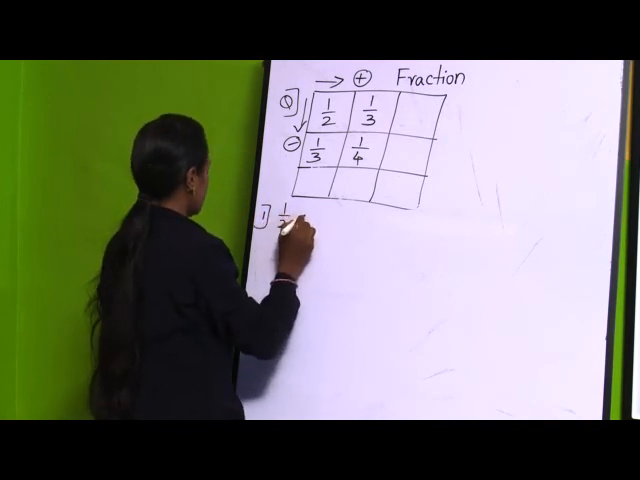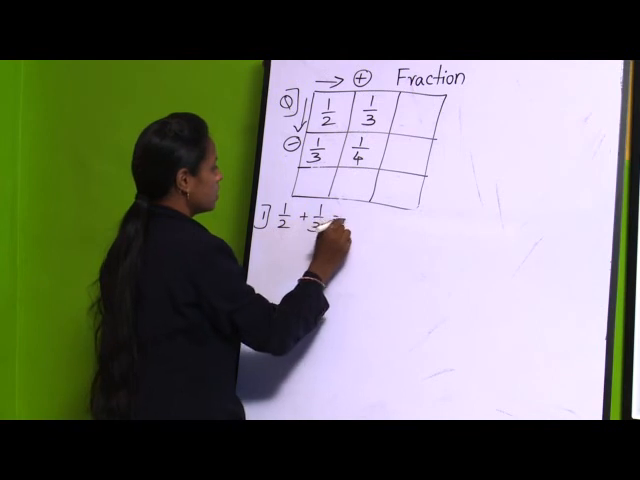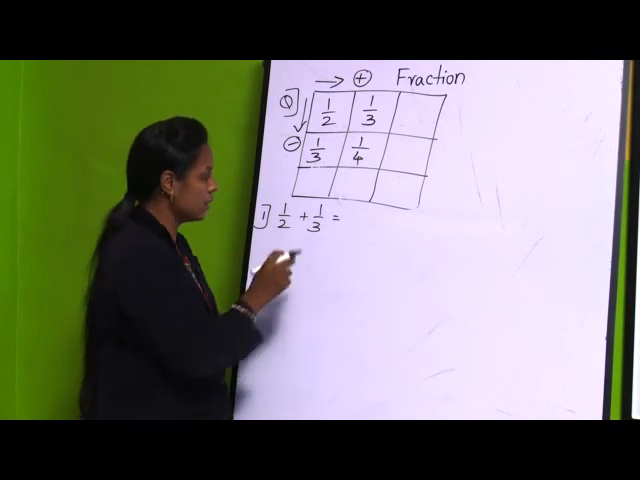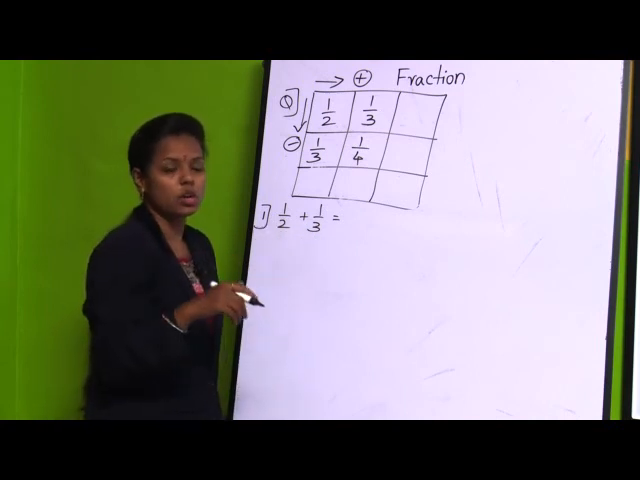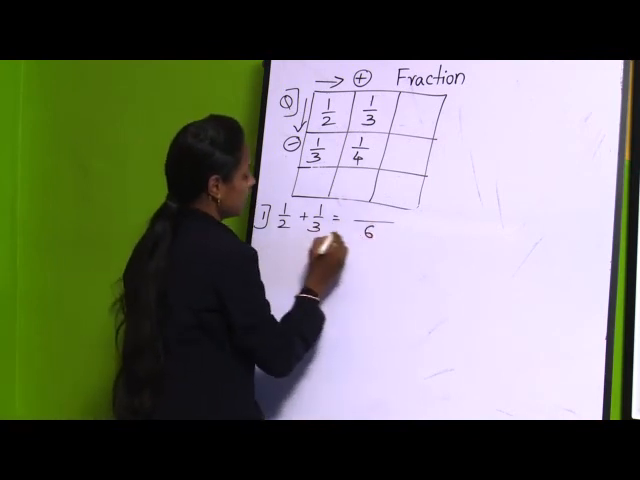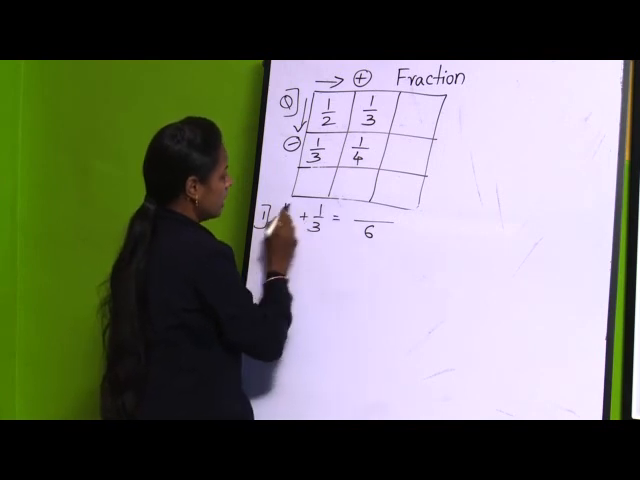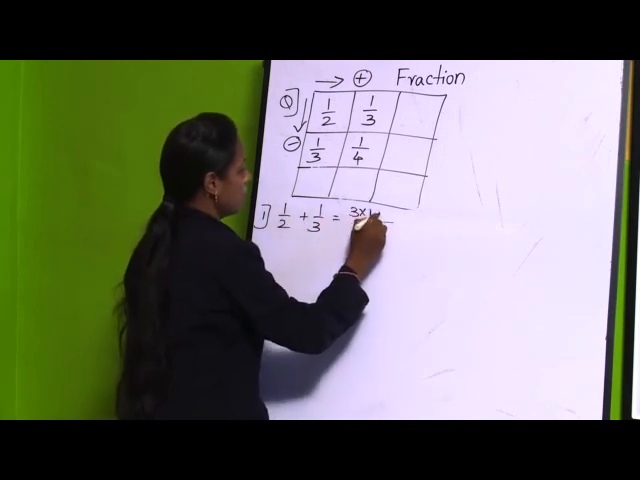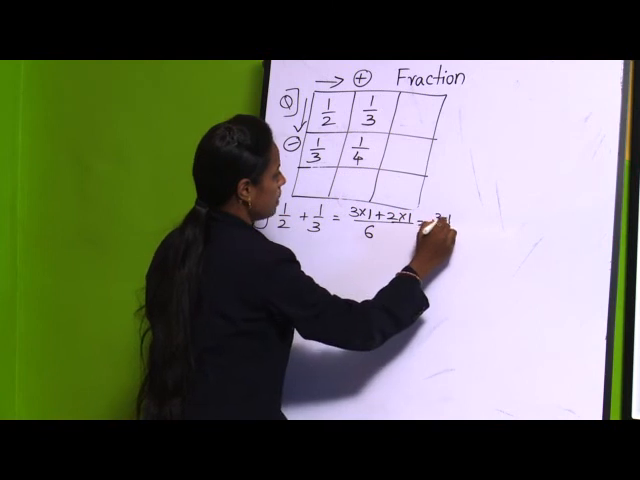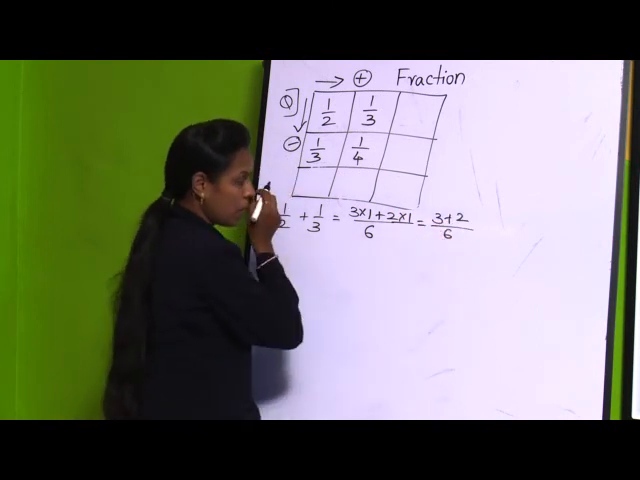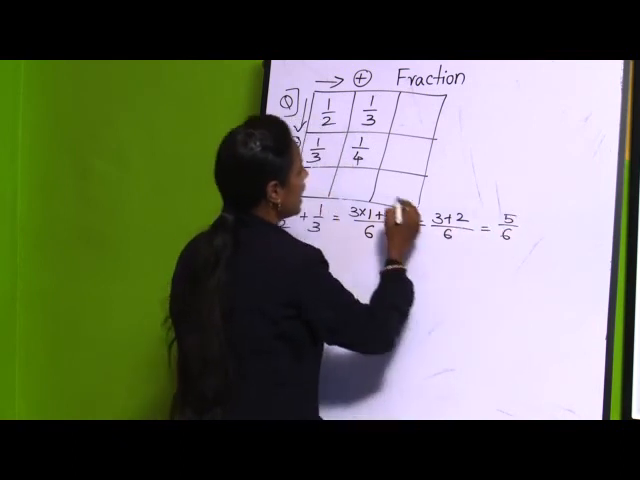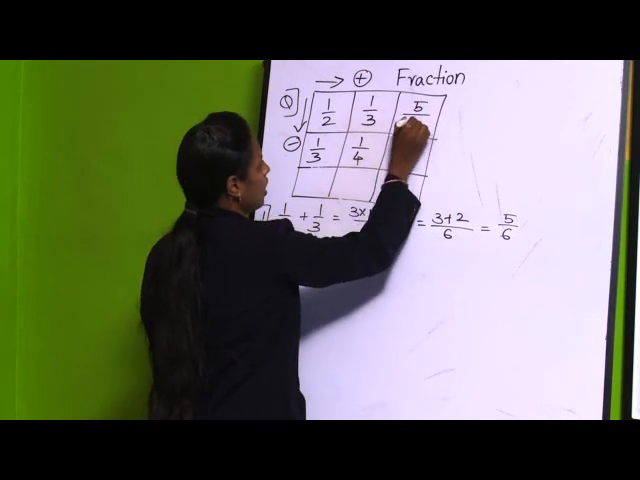1 by 2 plus 1 by 3. So we know that here we have to take the denominator same. So here we have different denominators. So we have to take the LCM of this. LCM of this is 6. So we will do cross multiplication now. 3 into 1 plus 2 into 1. So we have 3 ones are 3 plus 2 upon 6. Okay. So 3 plus 2, 5 upon 6 is our answer. So we got here 5 upon 6.